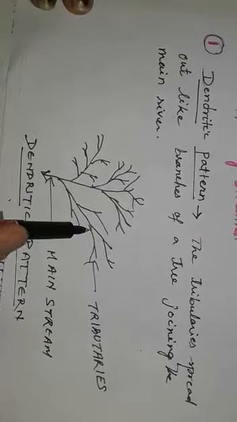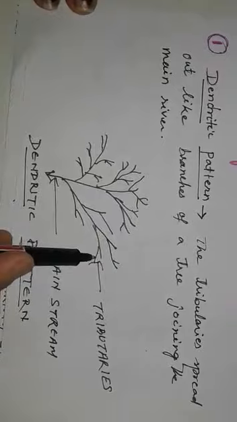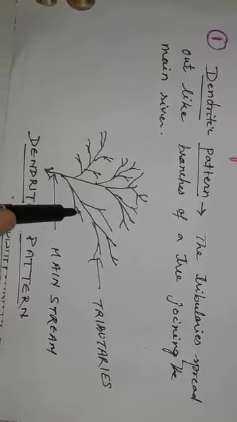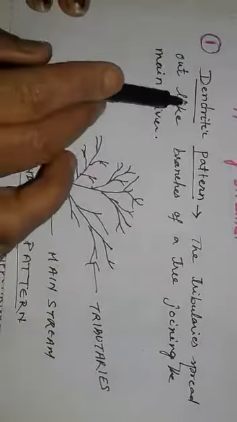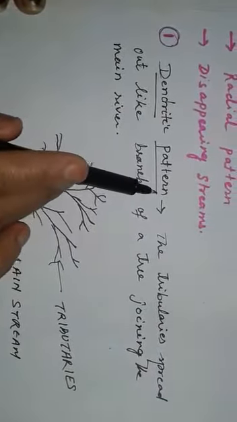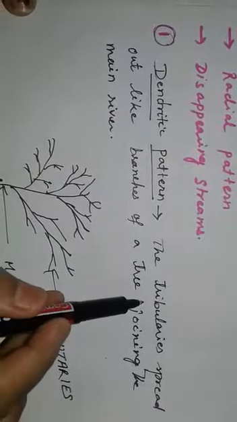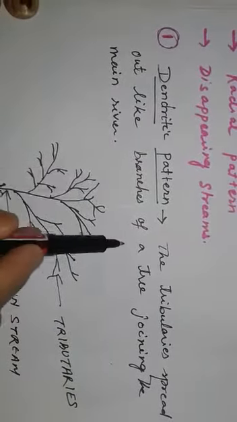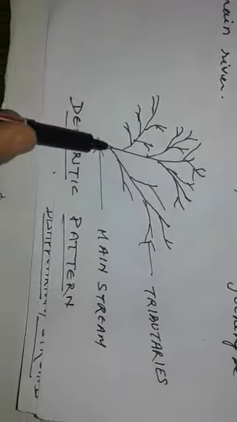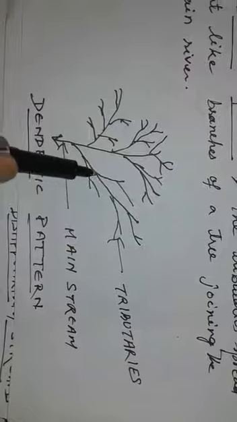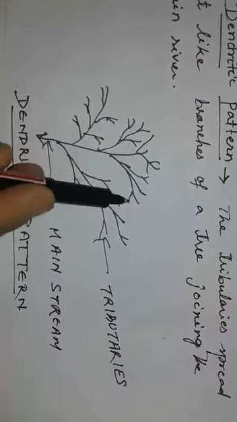And how it is divided into the tributaries. Branches are the tributaries. So the flow of a river will look like these branches, and then you will call it a dendritic pattern of drainage system. Dendritic pattern: the tributaries spread out like branches of a tree joining the main river. See, this is the main river and they are distributed like the dendrites, like the branches of the trees.